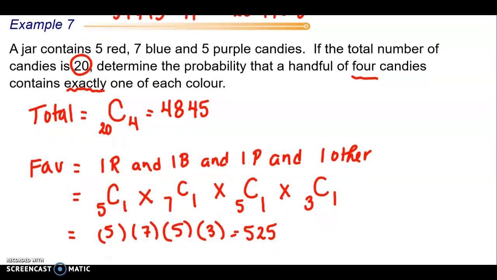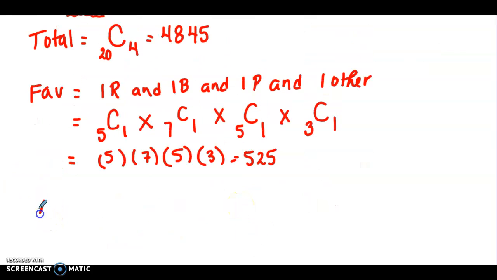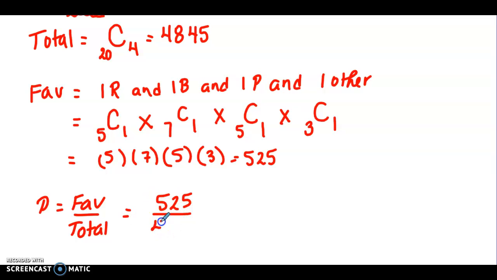So to find our probability, we are going to take our favorable outcomes and divide by the total. 525 divided by 4,845, or written as a percentage, that gives us 10.8%.